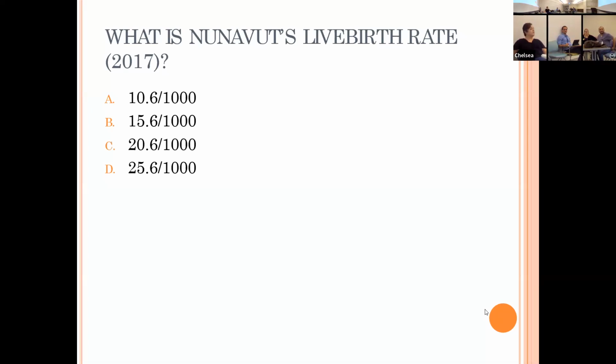Yeah, it's actually 25.6 per thousand. Really? Yes. So the birth rate in Nunavut is quite high. But remember, the population of Nunavut is not very high, so that's how come it seems like there are not as many babies coming from Nunavut. But when you adjust for the population, the birth rate is quite high. Why is the birth rate so much higher in Nunavut than it is in Manitoba?